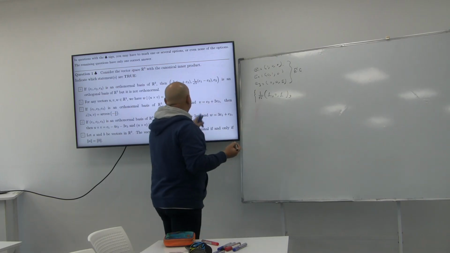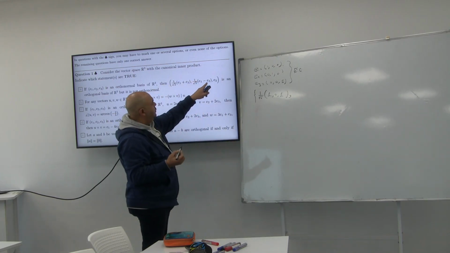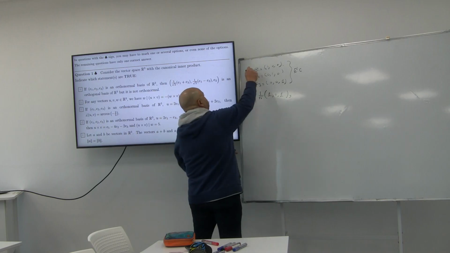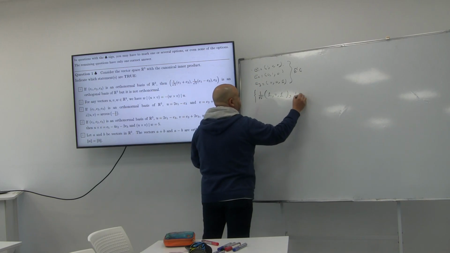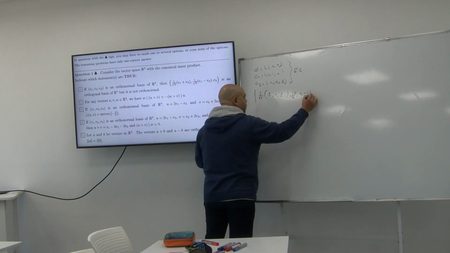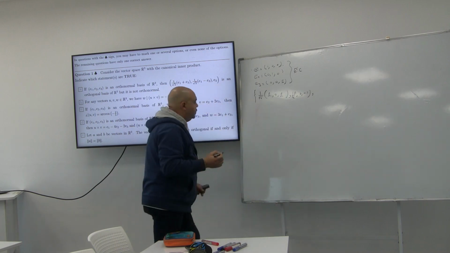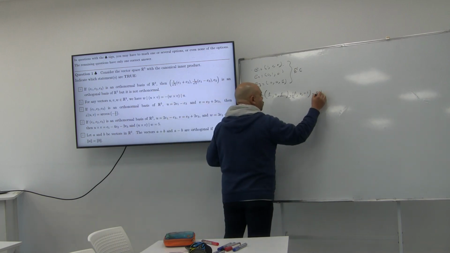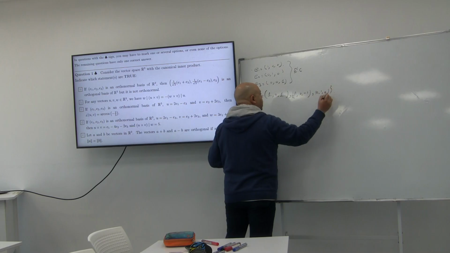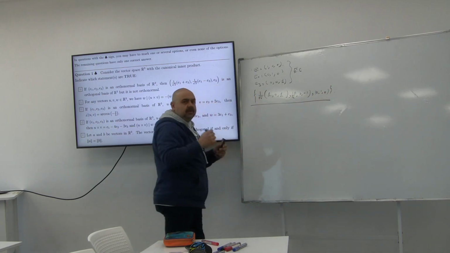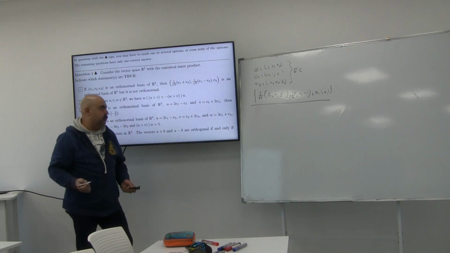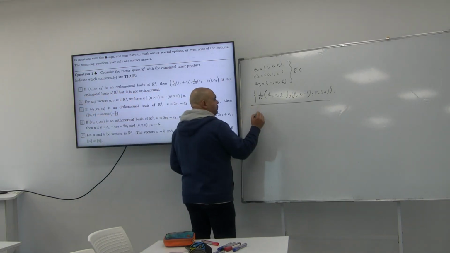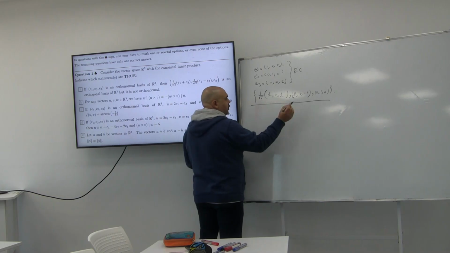The second one is 1 over root 2 of E1 minus E3. So I will take E1 minus E3, and I believe it's going to be 1, 0, and negative 1. Of course, 1 over root 2 is multiplied. And the last one is E2, which is 0, 1, 0. And this is the set that we want to check if they are an orthonormal basis for R3.